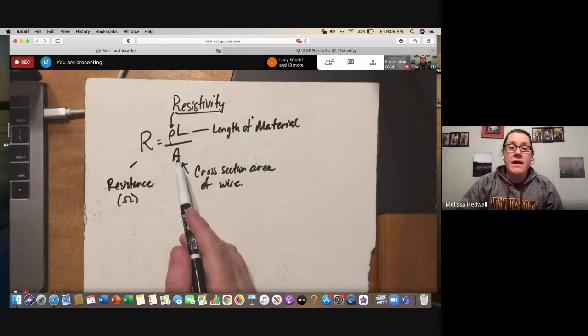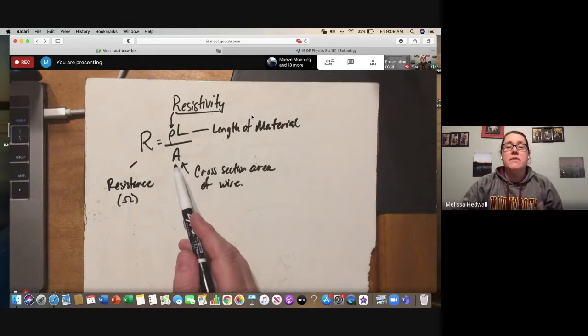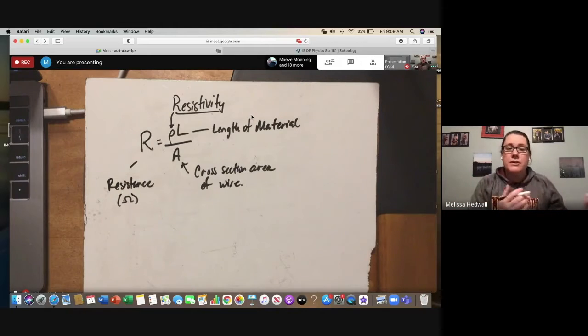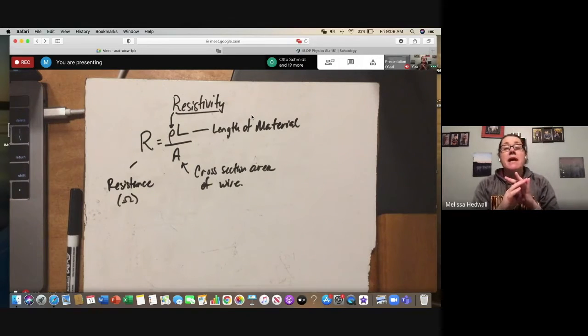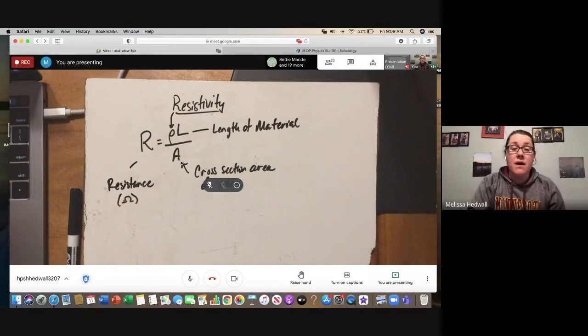The other thing is that the way the current travels is dependent on the cross-sectional area. Think about water traveling through a pipe. If you have a really tight pipe, it's going to restrict the amount of water you can get through. If you have a really wide pipe, that water can flow really easily. The same thing happens with the cross-sectional area of a wire. If you have a teeny, tiny wire, that area is really small, and you can't get as much current through there.